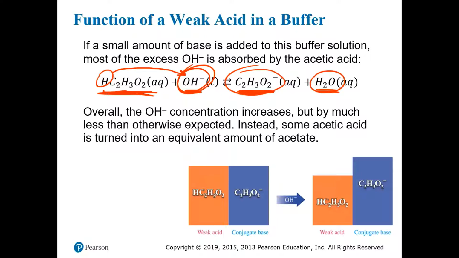In fact, all that we did was use up a little bit of the acetic acid and generate a little bit more of the acetate ion. So we disturbed the balance between the two components of the buffer, but this only changes the pH a very little bit. Whereas if we allowed the hydroxide ions to be introduced into the solution without forming water from them, that would change the pH a great deal.